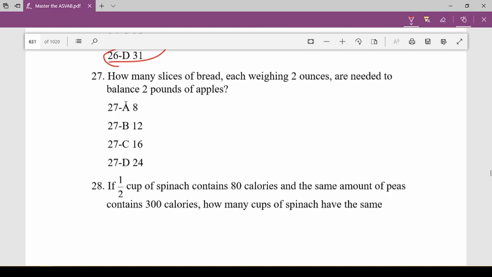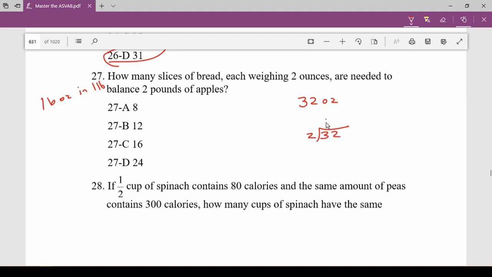Alright, 27. How many slices of bread, each weighing 2 ounces, are needed to balance 2 pounds of apples? So in other words, how many slices of bread weighing 2 ounces is equivalent to 2 pounds? Again, there are 16 ounces in 1 pound. So 2 pounds is going to be 32 ounces. So we're going to take 32 divided by 2, since we know each slice of bread weighs 2 ounces.